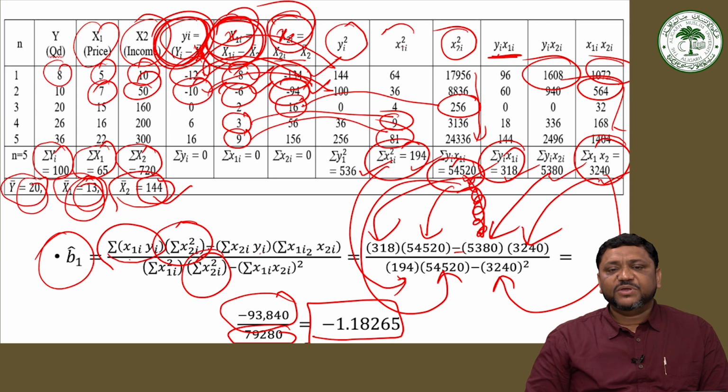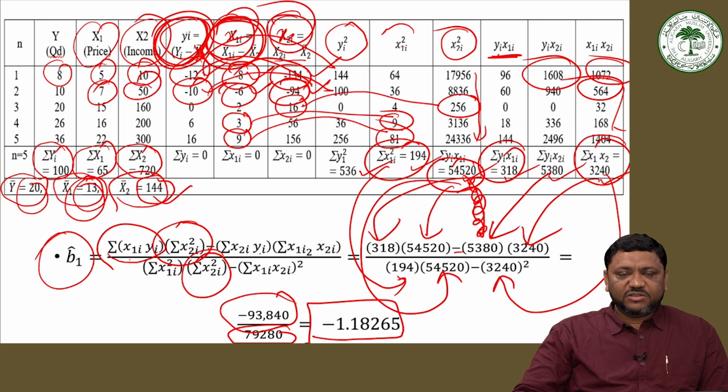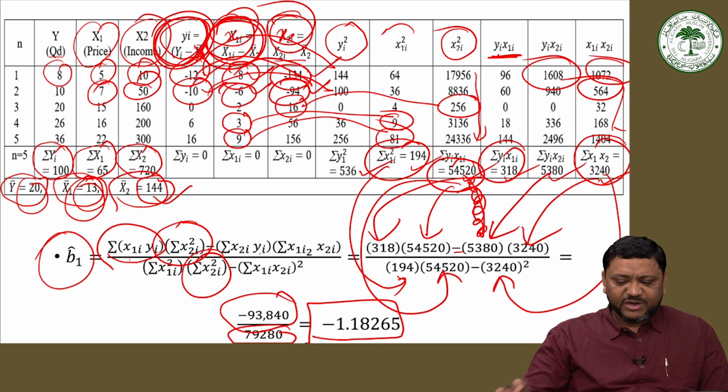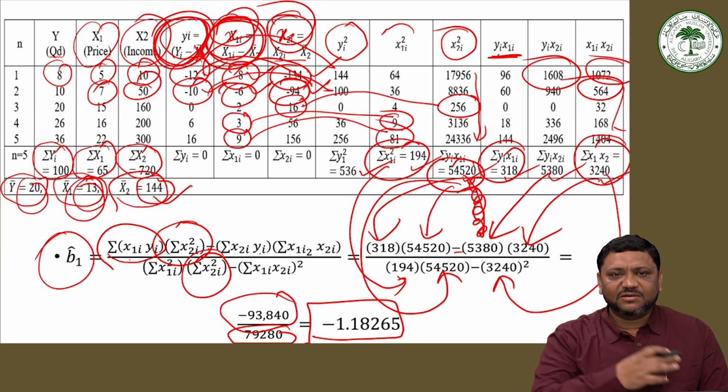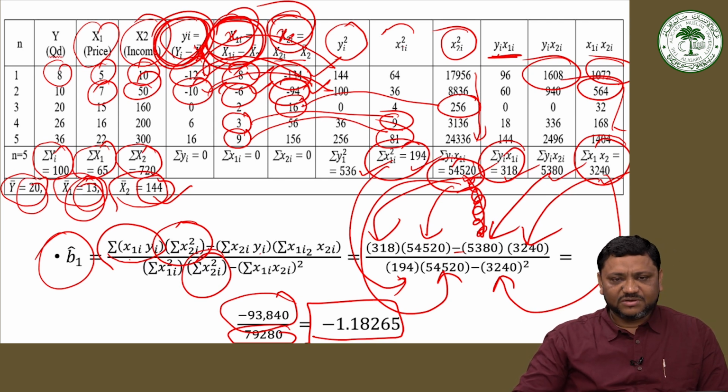The value of B1 is equal to minus 1.18. So we have got the value of B1. It is a bit more complicated than in a bivariate case, but nevertheless.